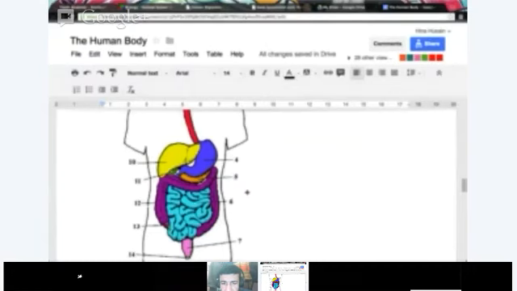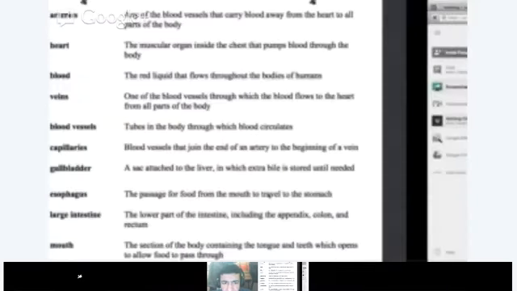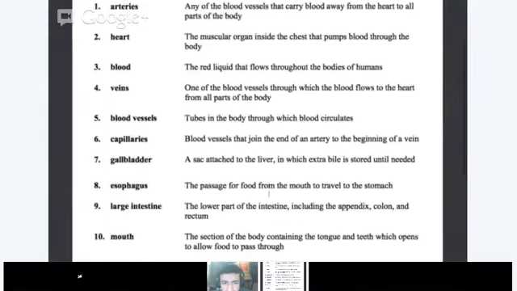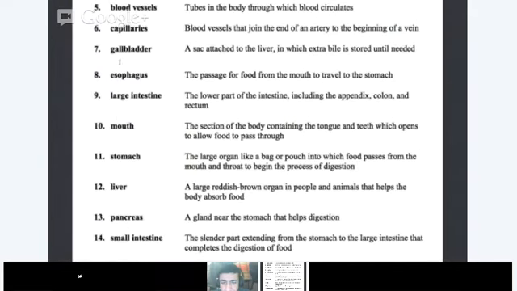Okay, number 6, you don't know? No. Okay, what do you think it is? So from our list, which one do you think it is? From number 7 to number 14, which one do you think number 6 is? Let's give Christoph a chance first. I think it's small intestine.